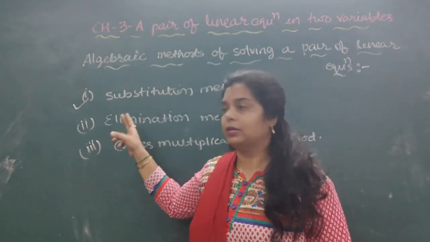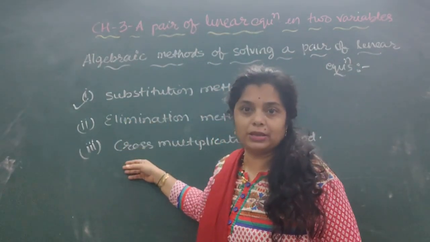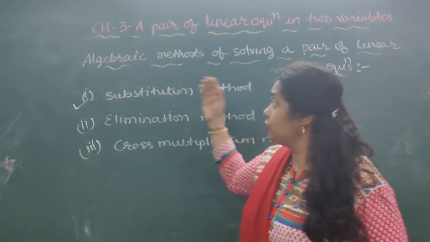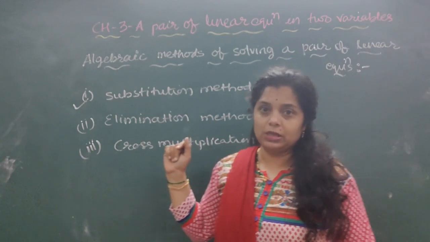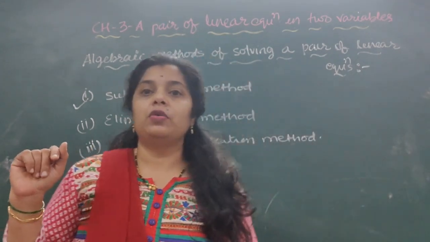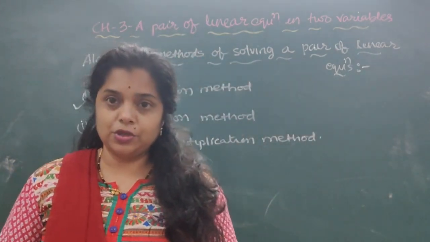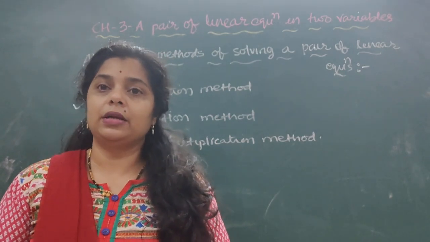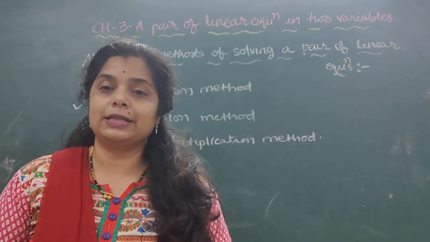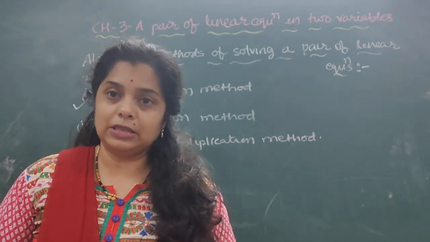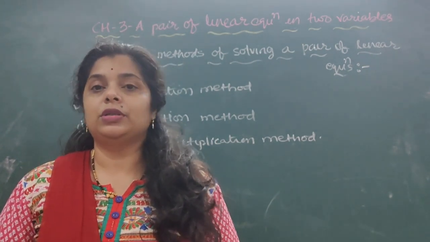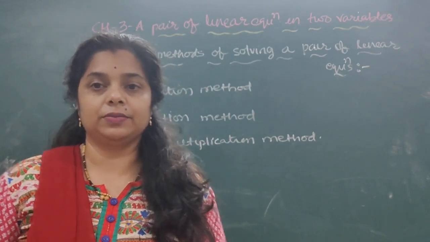In that method, there are a total of three types of methods: the substitution method, the elimination method, and the third one is the cross multiplication method. Today we are going to see the substitution method, and we will see exercise 3.3. The sums of exercise 3.3 are related to the substitution method.